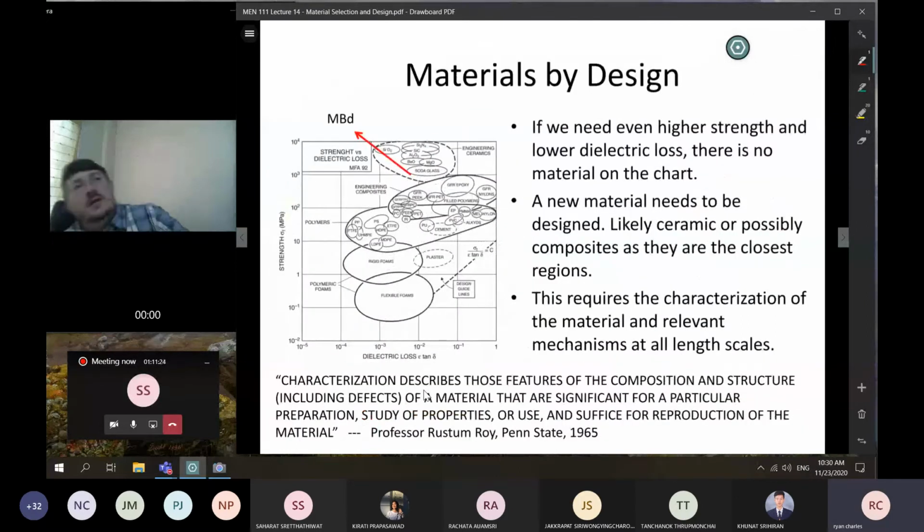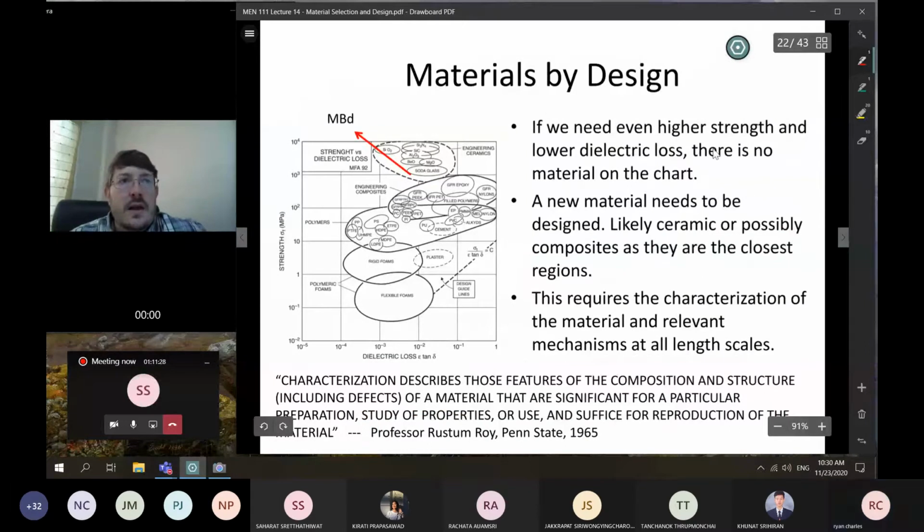Now, if we needed even higher strength and lower dielectric loss, right? There's nothing here. What if we're trying to get into this box here? There's nothing there, right? There's nothing between 10 to the minus 5 and 10 to the minus 4 with a strength of a gigapascal. It's not there, right? Some of these are close, right?